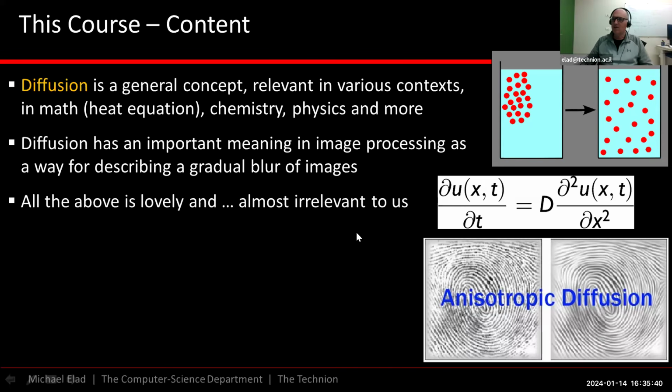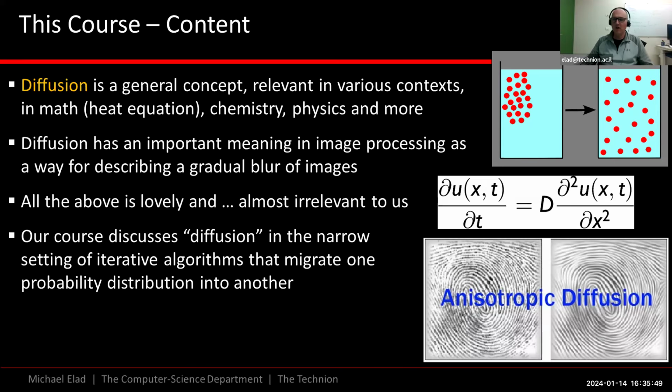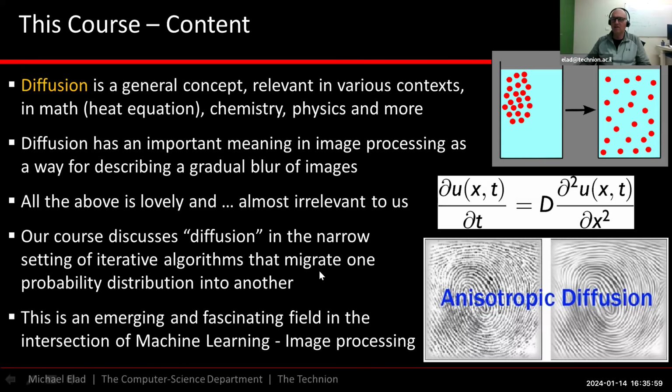And all this is not relevant to us. The diffusion that I will be referring to is something different. It's a diffusion of probabilities. It's a diffusion where one probability, typically a Gaussian, is warped and changing and breathing over time and changing to become something else. This is the diffusion that leads to a hot topic today in AI, in generative AI, generation and synthesis of images and other material. This is the topic we will be diving into.